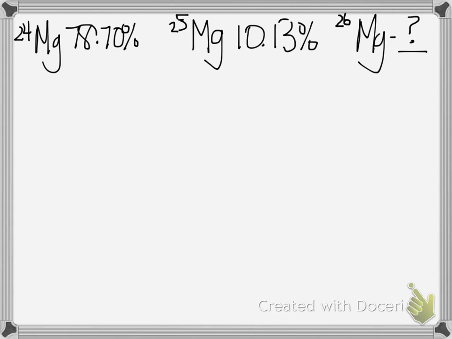Here's another example. I want you to try this one. We have magnesium 24 that has a percentage of abundance of 78.70%. Magnesium 25 that has an abundance of 10.13%. And the remainder is magnesium 26. So I'm going to give you a clue to get you started here. When we are doing any of these problems, your abundance should total 100%. So get this written down. Take a little bit of time, try and get through this problem, then come back and check your answer.